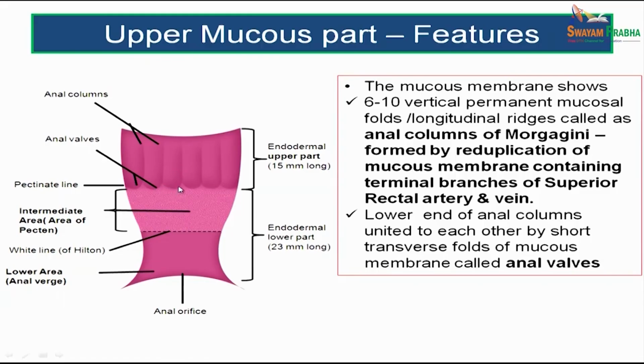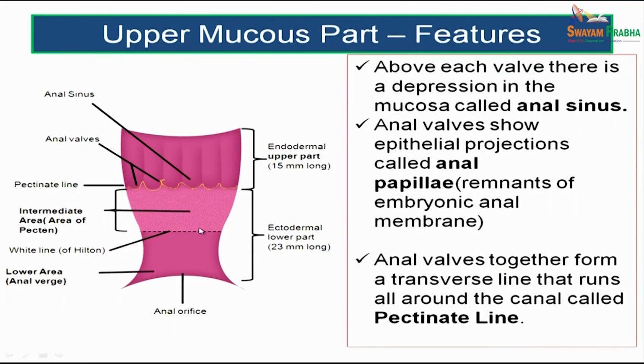If you look at the lower end of these anal columns, they are united by means of a transverse fold of mucous membrane, which is called the anal valves. So, you can see in the picture, these are the anal columns of Morgagni. The lower ends are united by means of the anal valves. Above each valve there is a depression in the mucosa, this is called the anal sinus. The anal valves also show epithelial projections called anal papilla. Please remember, these anal papilla are nothing but remnants of the embryonic anal membrane.